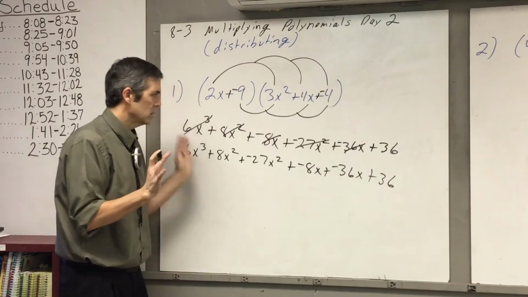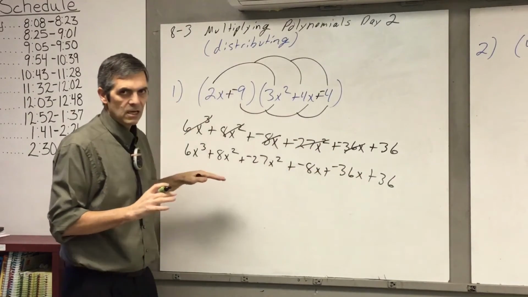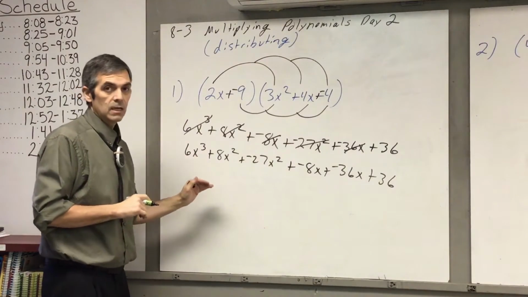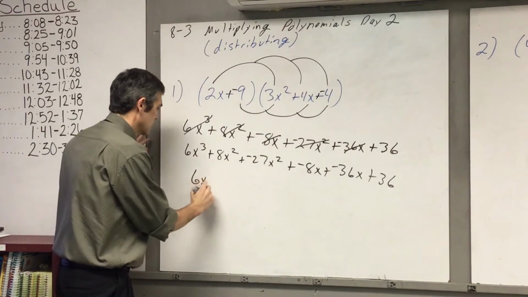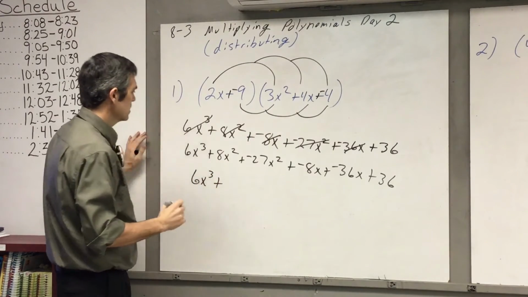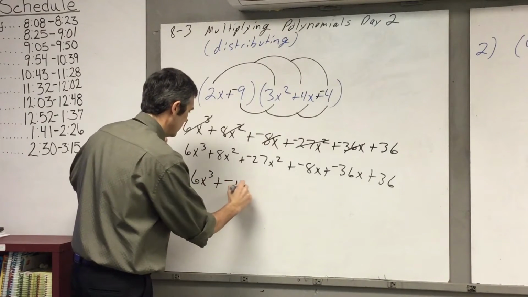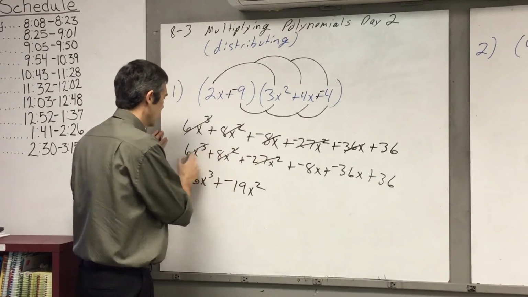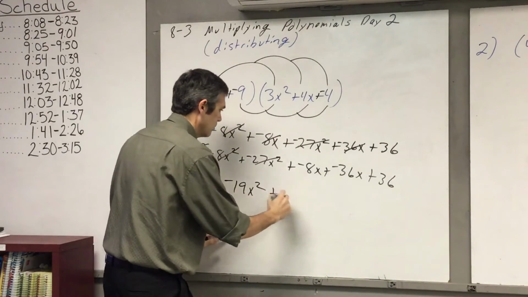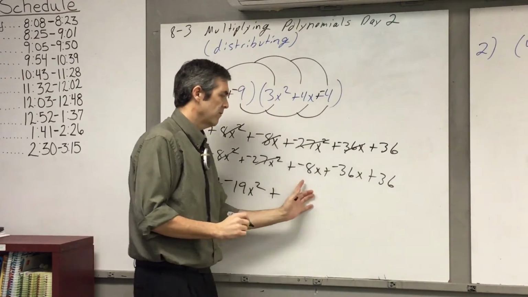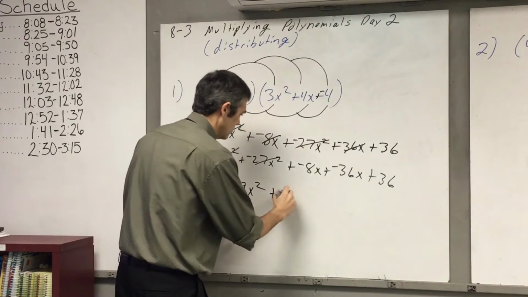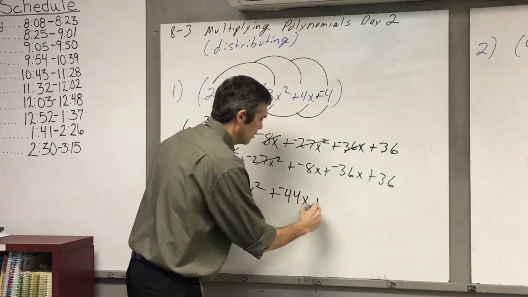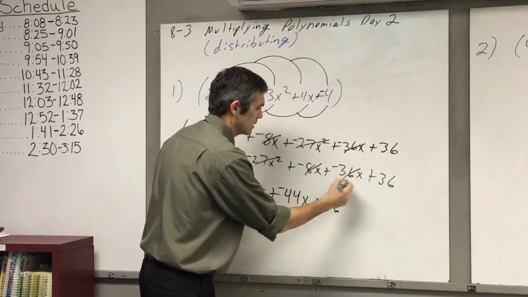Now, if you're really good, you might be able to skip this step, but you better be really good at it. Otherwise, you're going to make mistakes. So watch that. 6x to the third plus negative 19x squared. That gets this and this. I've got that. Plus negative plus a negative, add, keep their sign, gets you negative 44x, plus 36, got that.